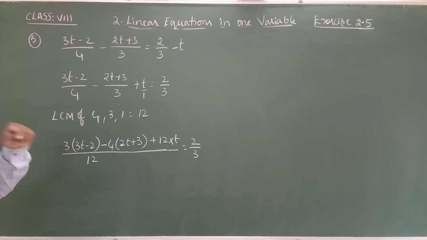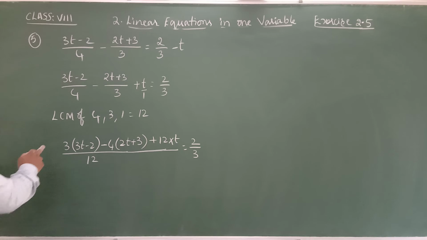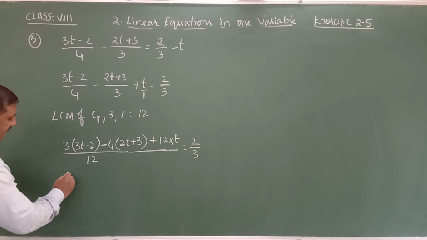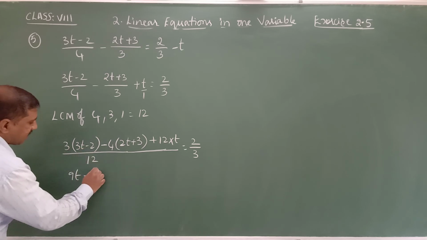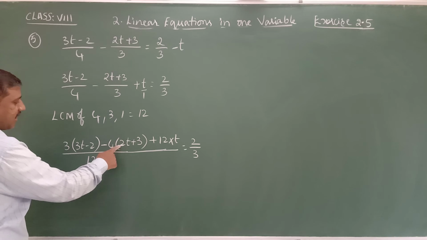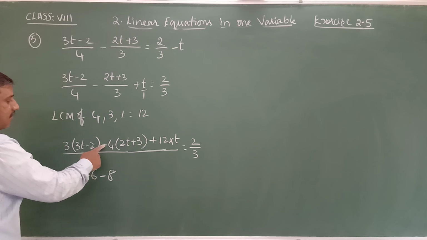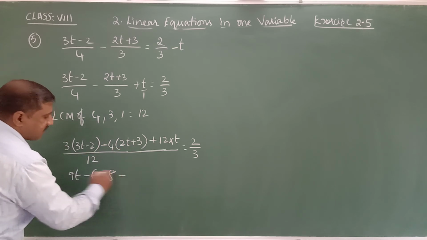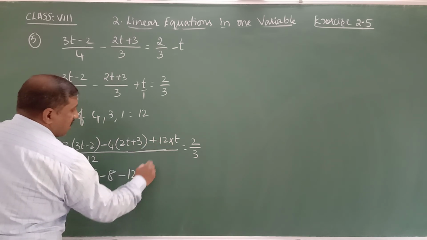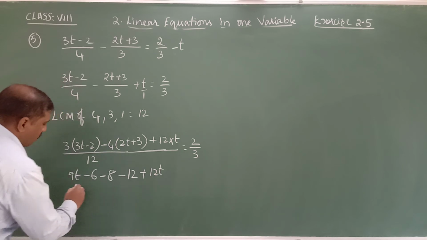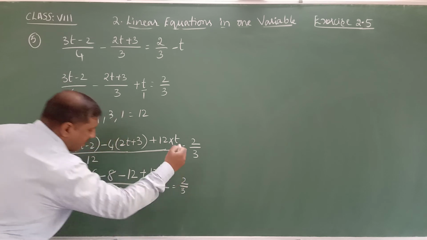Now here you see in the numerator we have monomial and binomial multiplication. Find their products. Plus into plus is plus, 3 into 3 is 9, 9t. Plus into minus is minus, 3 into 2, 3 2s are 6. Then minus into plus is minus, 4 into 2, 4 2s are 8t. Minus into plus is minus, 4 into 3, 4 3s are 12. Then plus into plus is plus, 12 into t is 12t, whole divided by the LCM 12, which is equal to 2 by 3.